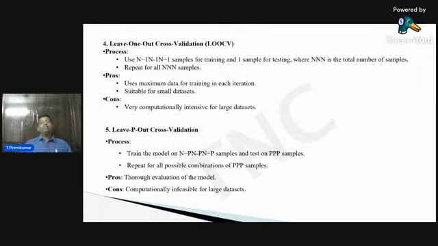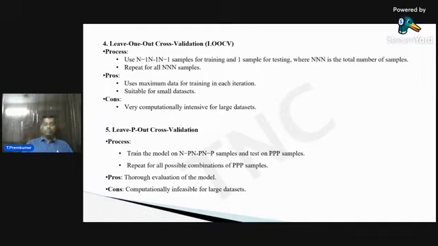The next one is leave-P-out cross validation. Here, we make combinations of n and p: n minus p samples for training, and the test is on the p samples. In the previous method, we used the total number of samples as n. Here, we take it as n choose p for the total number of sample tests. So this test is repeated for all possible combinations. The pro is a thorough evaluation of the entire model, and the con is that it is computationally infeasible for larger data sets.